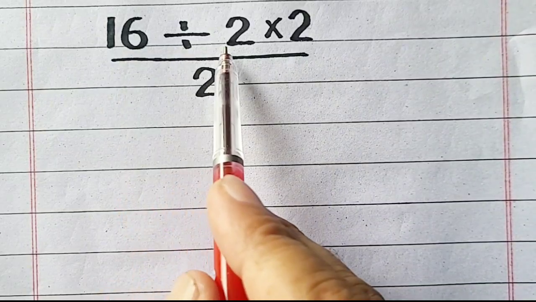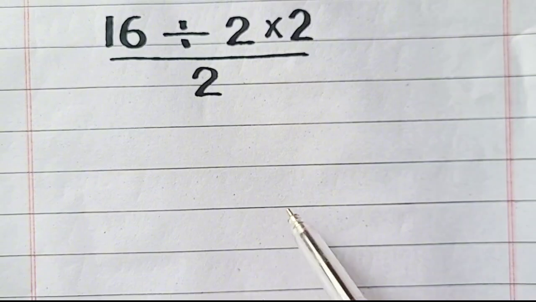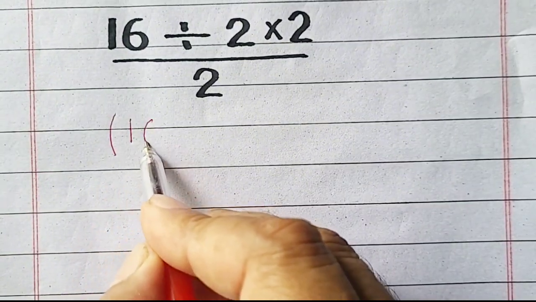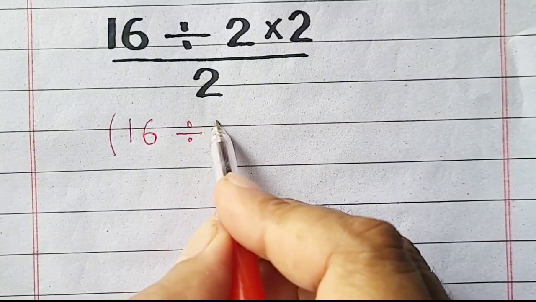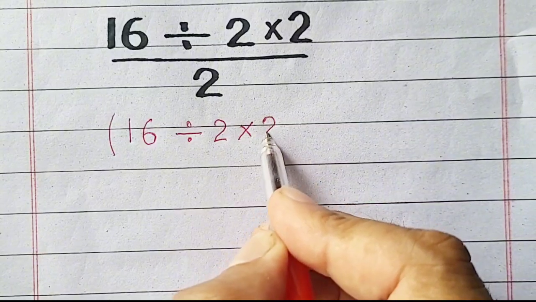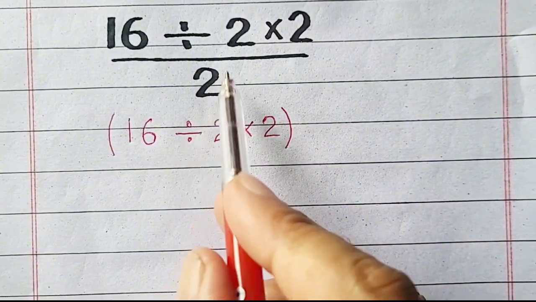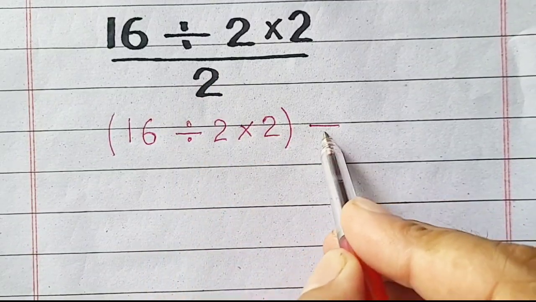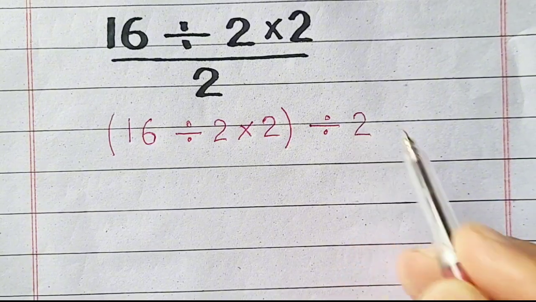16 divided by 2 multiplied by 2 and 4 divided by 2. So it will be 16 divided by 2 multiplied by 2, and this can be written as divided by 2.